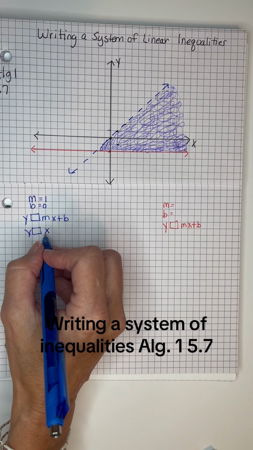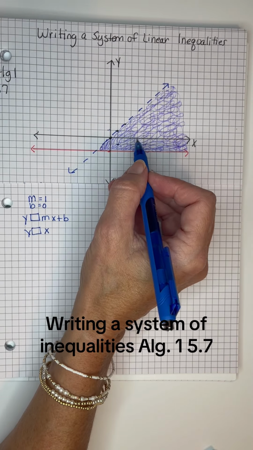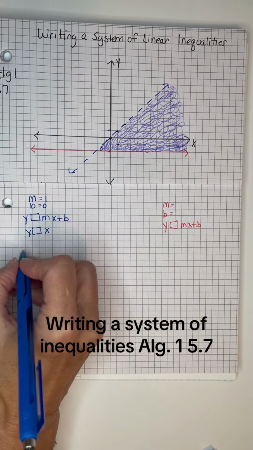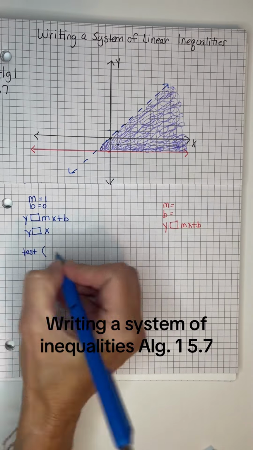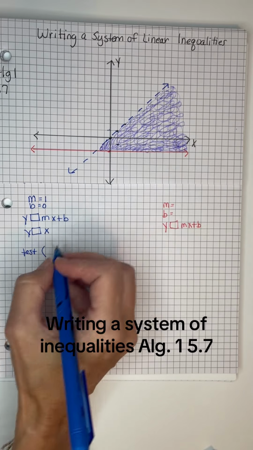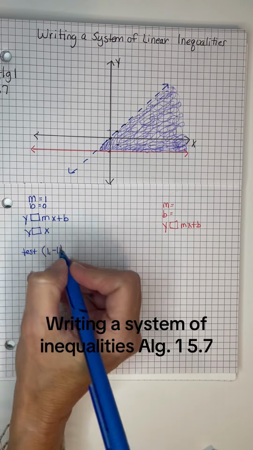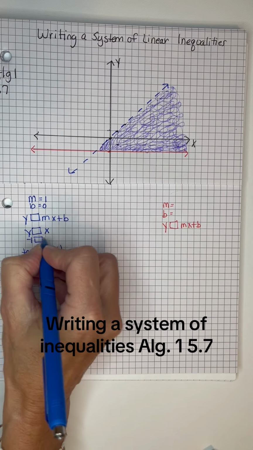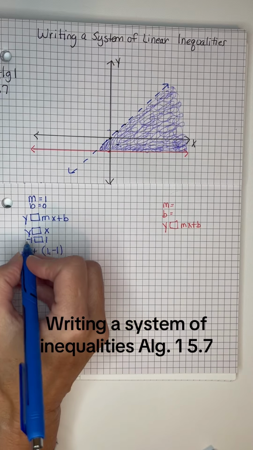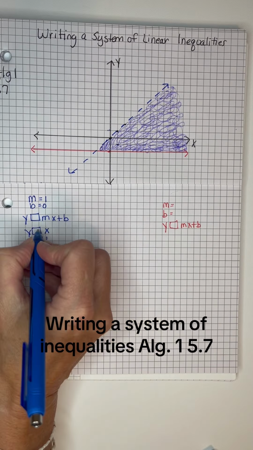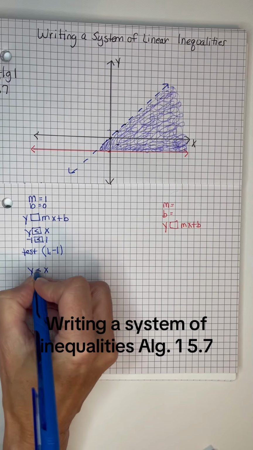Okay, so if you look at it, it's below it, so I'm thinking that it's going to be less than, but let's test a number. Now, you can't test 0, 0 because it's going through it, but you can test a number like 1, negative 1 into this equation here. So, negative 1 compared to 1. Let's put the x's and the y's with what we have here. Negative 1 is less than 1, so it is going to be y is less than x.